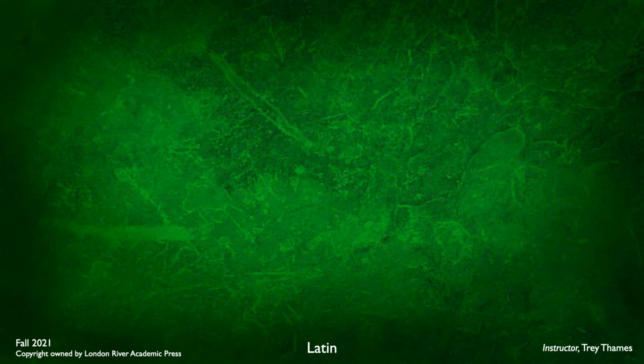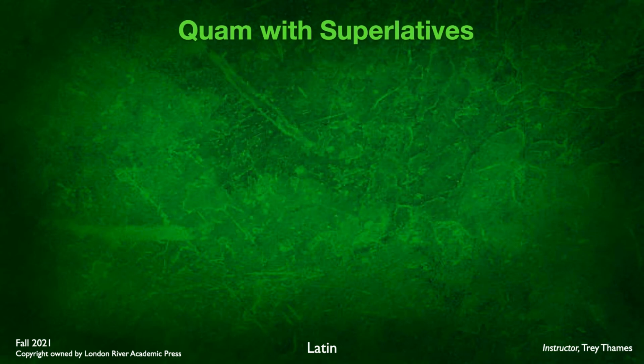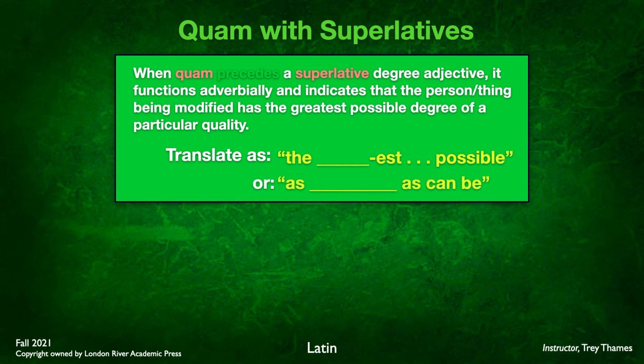Now, quam can also be used with superlatives. When quam precedes a superlative degree adjective, the other one was following, but now we're going to precede a superlative, it functions adverbially and indicates that the person or thing being modified has the greatest possible degree of a particular quality. And as such, you will translate it as "the blankest possible," or you could also translate it as "as blank as can be." So those are two options.